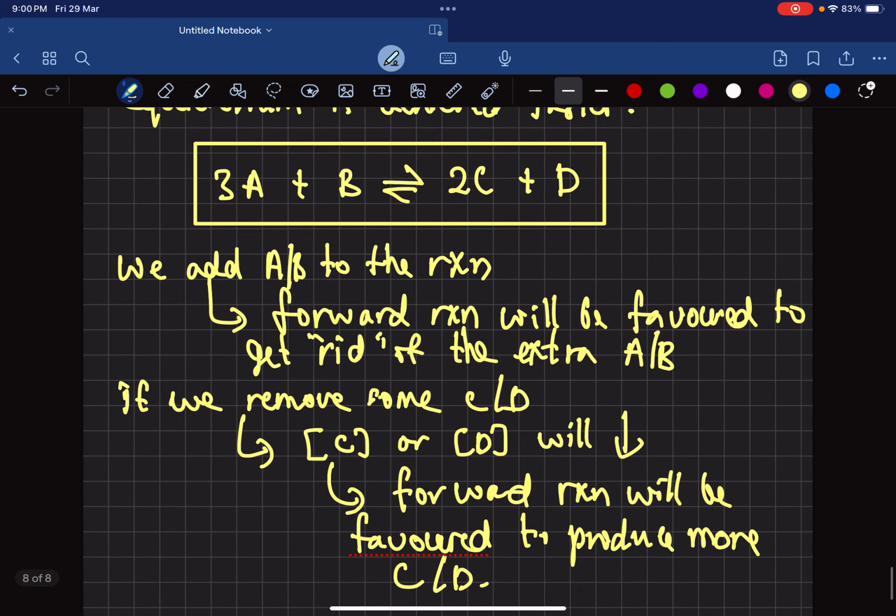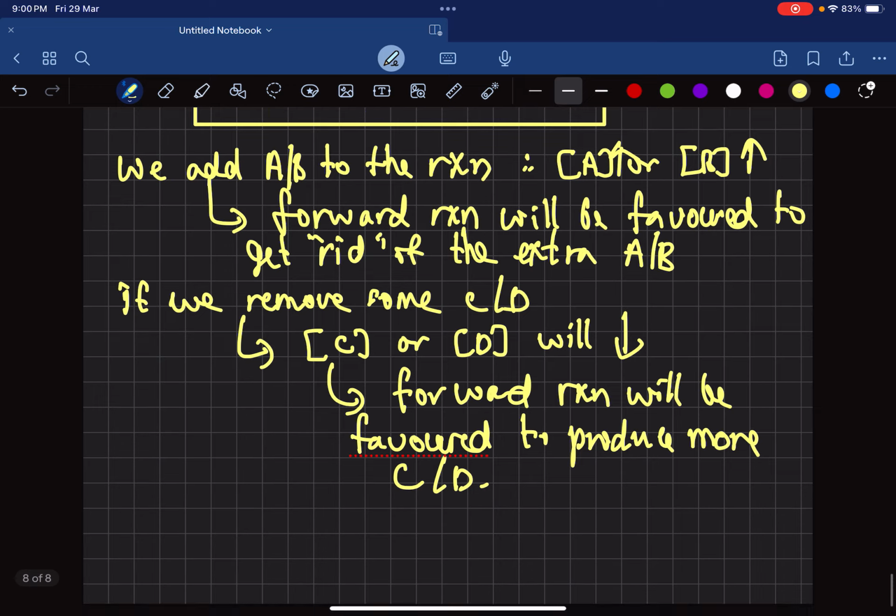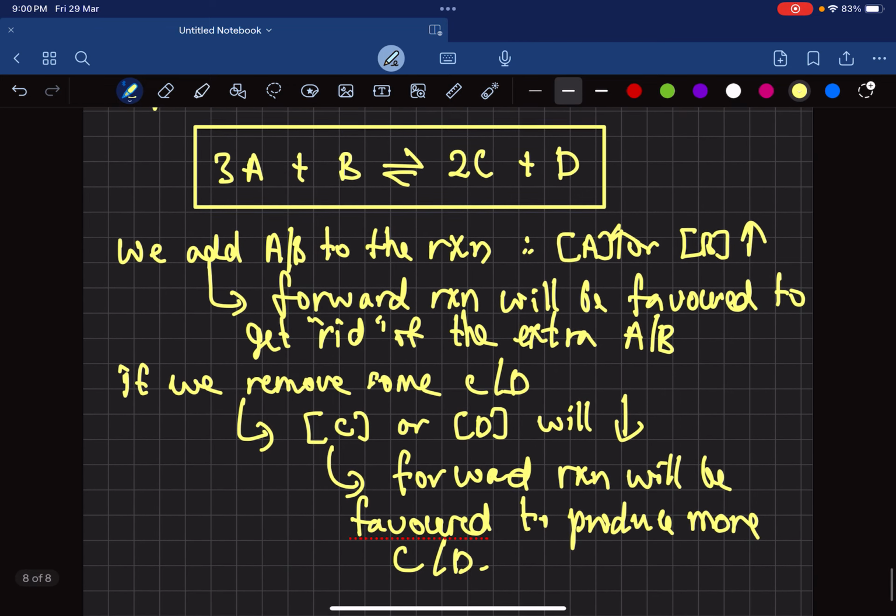So in this case, when we add A or B, the concentration of A or B in the reaction mixture increases, so the forward reaction will be favored to get rid of it. Same thing if I remove some C or some D, the forward reaction is favored. But if I decide to remove some B or A, then the reverse reaction will be favored. All right, so that is the effect of adding or removing things.